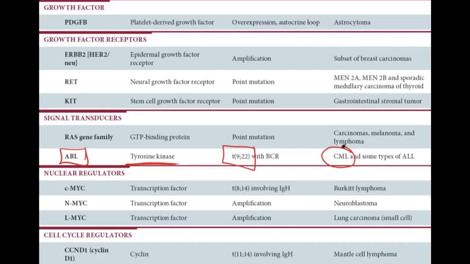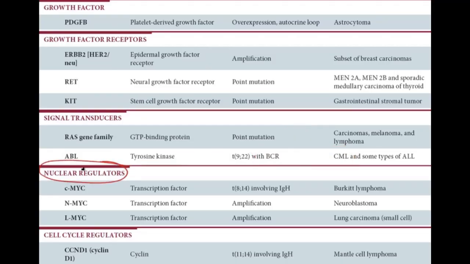Now remember that ALL is basically a disease of children. However, in adults with ALL, there is an increased propensity to have this 9;22 translocation. It's also called Ph-positive ALL, i.e. Philadelphia chromosome positive ALL, because the 9;22 translocation is also called the Philadelphia chromosome. And recall that ALL with a 9;22 translocation has a relatively poor prognosis. So that's another type of oncogene that can be mutated, i.e. signal transducers.